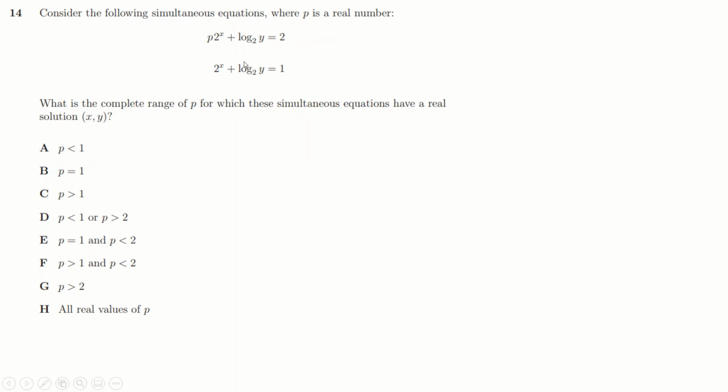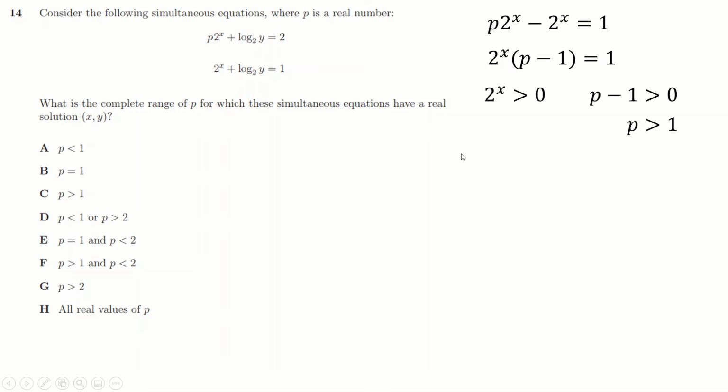Anyway, simultaneous equations. Immediately, let's just take these away to get this. Cool. And then let's factorize. Now, I've got 2 numbers here multiplying to make 1. This number is always positive, which means that this has to be positive. For the 2 things that you multiply to equal 1, that has to be positive, which means p has to be bigger than 1. So that's one condition.